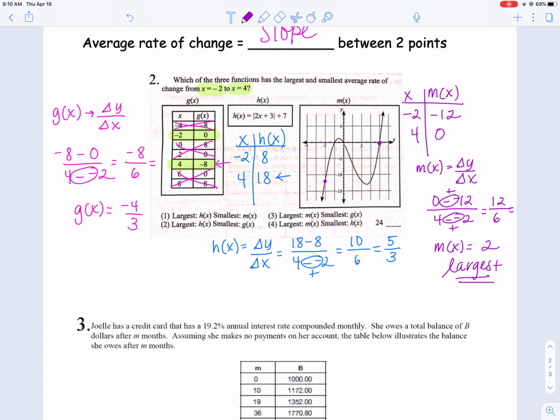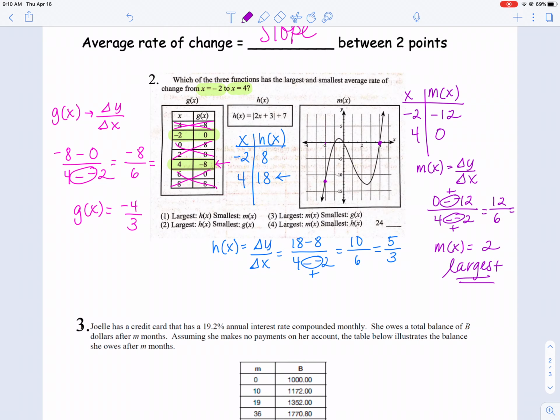So we have to find, m of x is the largest, which knocks out these two. Okay, so which one is the smallest? Definitely g of x. Right here, my pink is going to be your smallest, -4/3, and that's your answer. So that was a lot of work, but that's it.